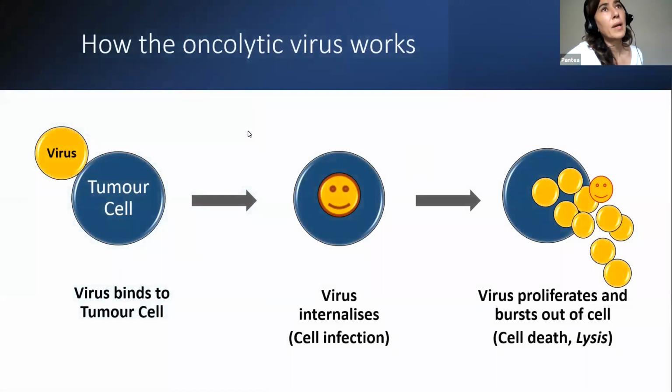Very quickly, I'd like to talk about how the oncolytic virus works as well. The way that oncolytic viruses work is that they normally target tumor cells. So what they do is they will target the tumor cell and they will bind to the tumor surface. Once they've been able to successfully bind, they will then internalize into the tumor cell. And this stage we call cell infection. After infection, the virus will then replicate within the cell and at some stage is going to burst out of the cell. And this last process is called lysis, and this is obviously where the cell dies.